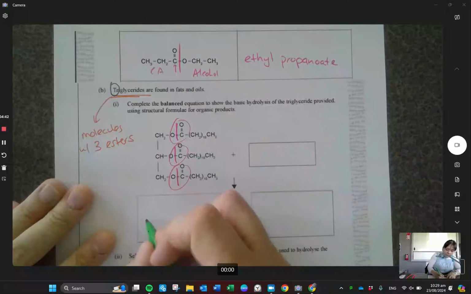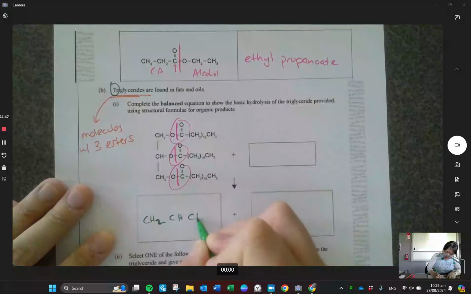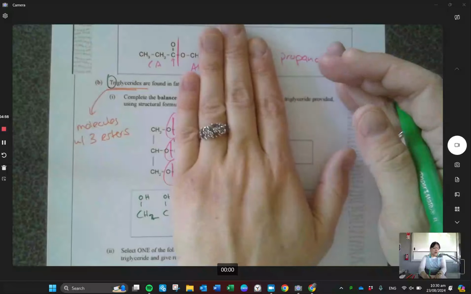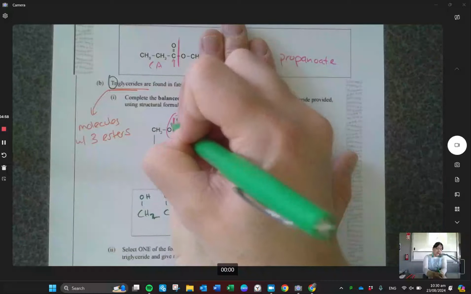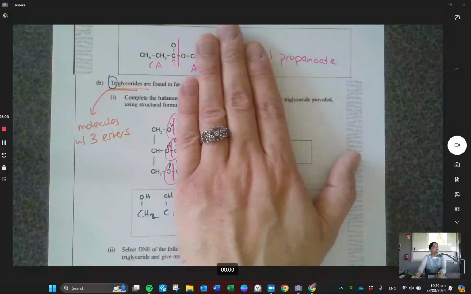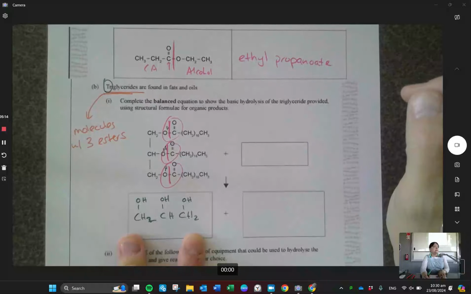It's got 3 alcohol components. So if I was to draw that one, it would be CH2, CH, CH2, and each carbon has an OH. So remember, it is an alcohol and a carboxylic acid that makes that up. So all I've done is I've cut it right here, and I've just added a hydrogen, like that. So that's a triol, a molecule with 3 alcohols.